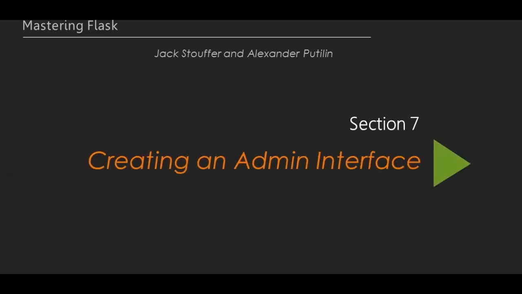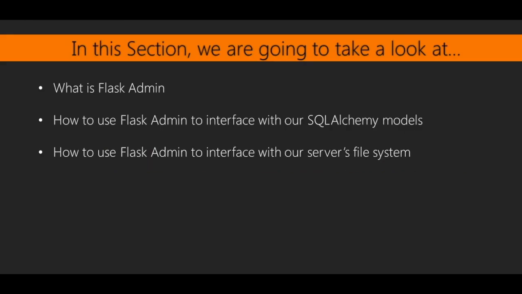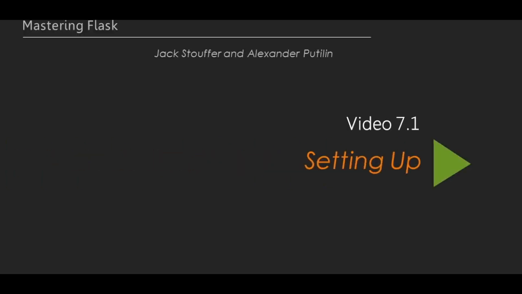This is the 7th section of the series, which is titled Creating an Admin Interface. In this section, we will be building an administrator interface for our app by introducing another Flask extension called Flask-Admin. We will use Flask-Admin in order to interface with the SQL Alchemy models, as well as the file system our server is running on. Video 1 of Section 7 is titled Setting Up.